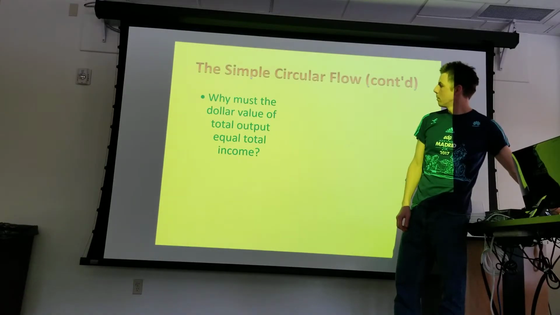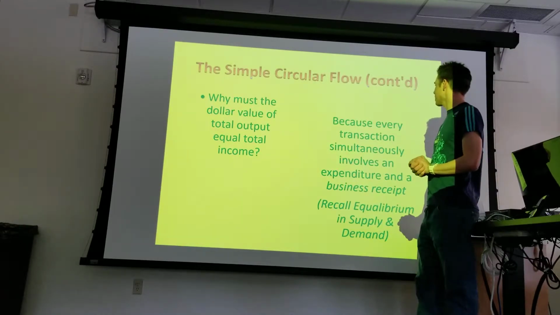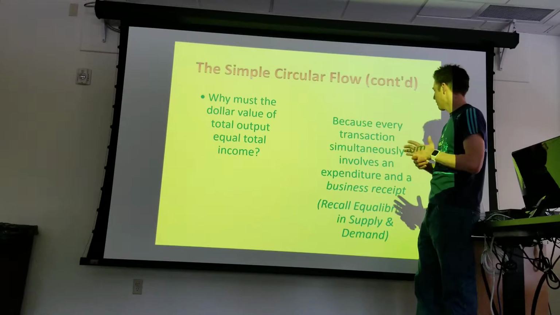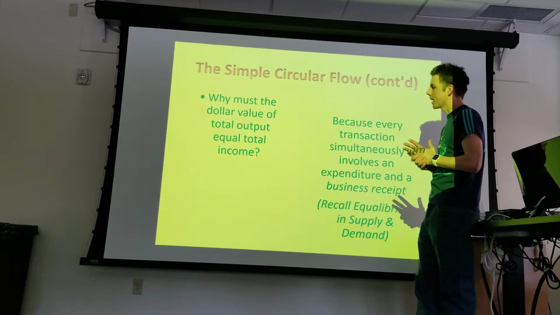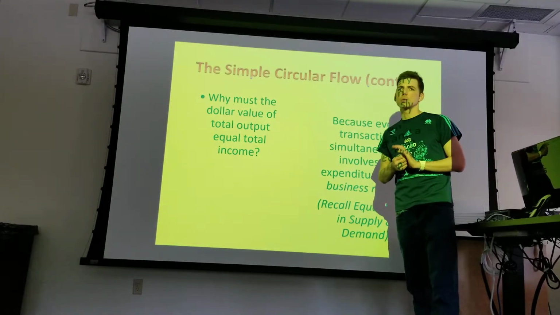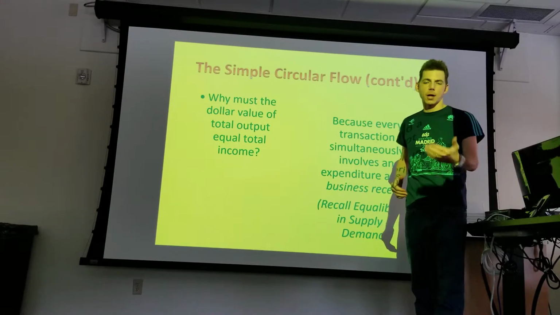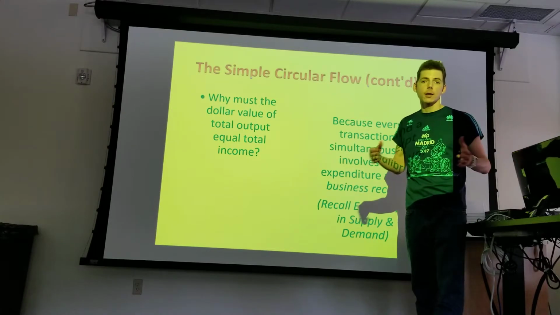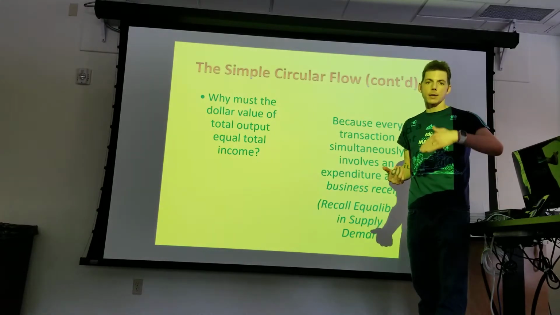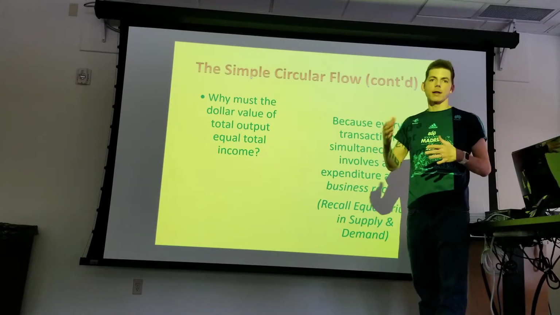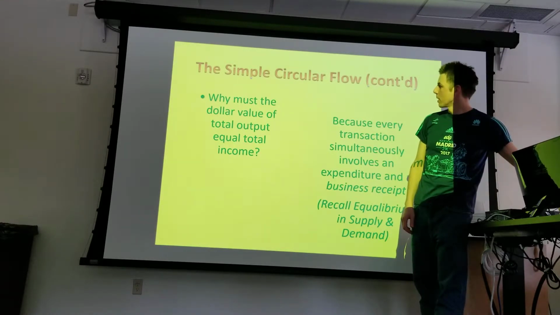There we go. Question, answer, right? Every transaction simultaneously has an expenditure and a business receipt. So for every good that's supplied, there is a demand. And I think you could take this to Say's law. In order to demand a good, you must first supply that good into the market, or some good into the market that's desired. So every good that's supplied into the market is demanded by somebody else who's supplying something into the market and would like to trade that. So trading goods for goods. And so you have this fairly well balanced system going on.